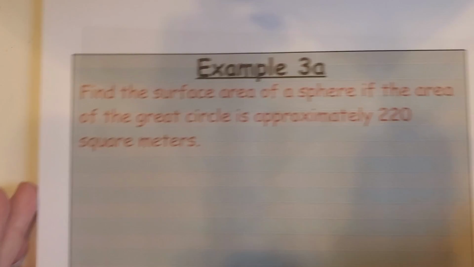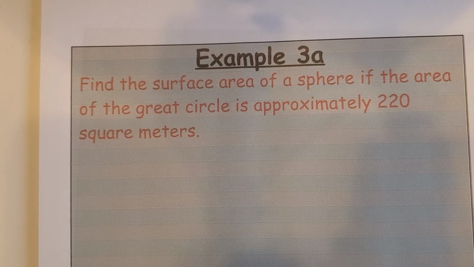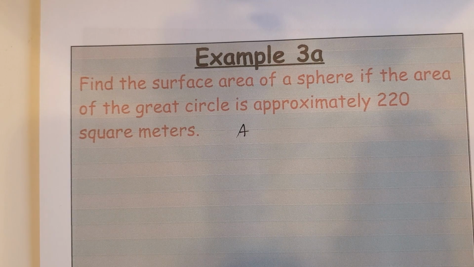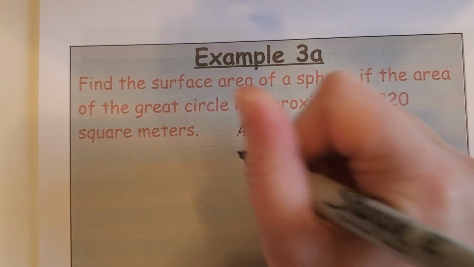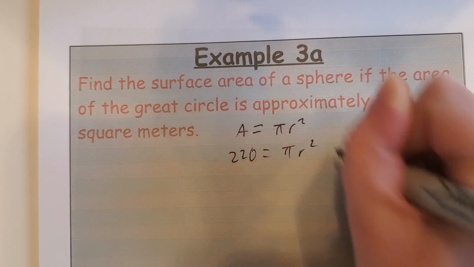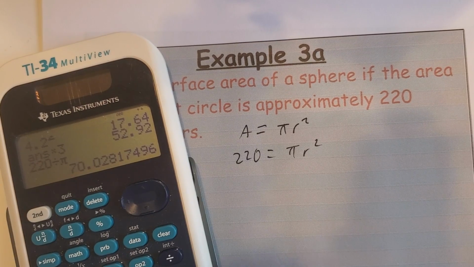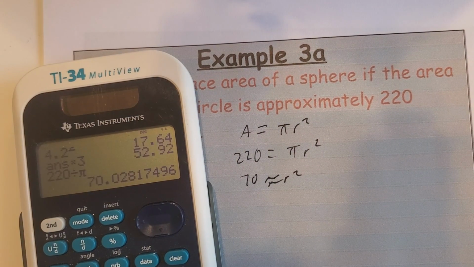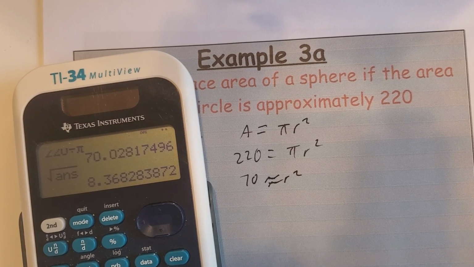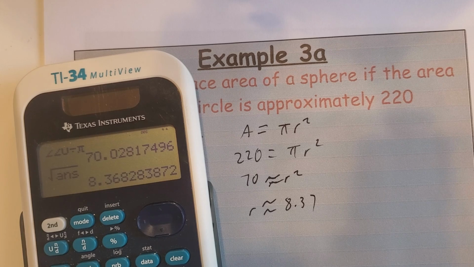Okie dokie. So find the surface area of a sphere if the area of the great circle is approximately 220 square meters. So we are going to have to do a little bit of rounding here. Again, the radius of the great circle is the same as the radius of the entire sphere. So we're just going to use the regular area of a circle formula. And we know that this is approximately 220. I'm going to try to keep as much of this in my calculator as I can. 220 divided by pi is approximately about 70. But then I'm going to leave this in my calculator and take the square root of the answer to get the most exact answer I can. So the radius is approximately 8.37. There's no requirements for rounding, so we're just going to go with it.